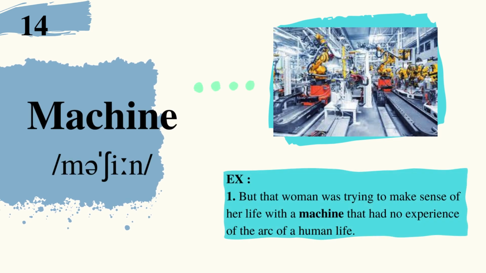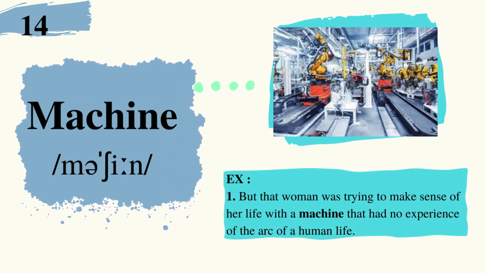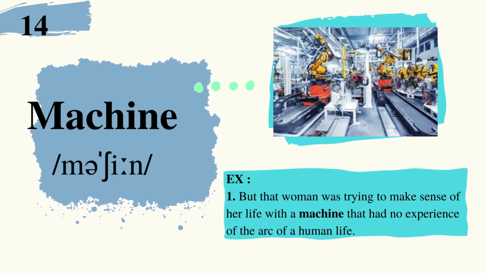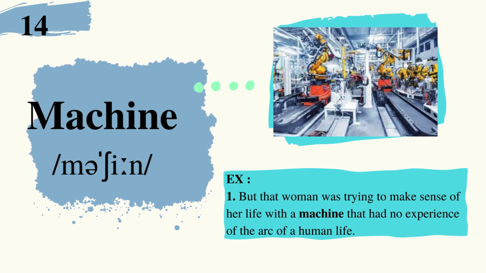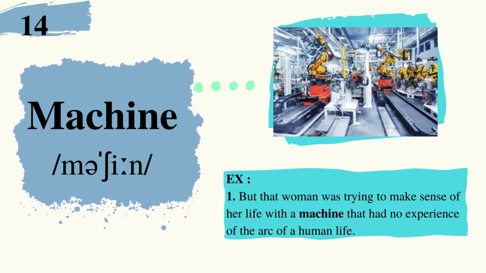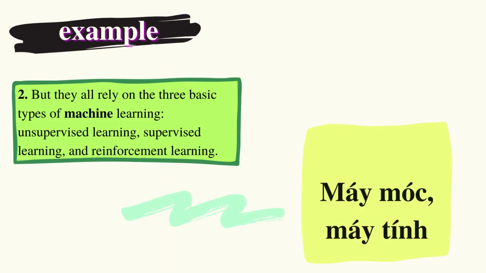14. Machine. Machine. Example. But that woman was trying to make sense of her life with a machine that had no experience of the arc of a human life. But they all rely on the 3 basic types of machine learning: unsupervised learning, supervised learning, and reinforcement learning.